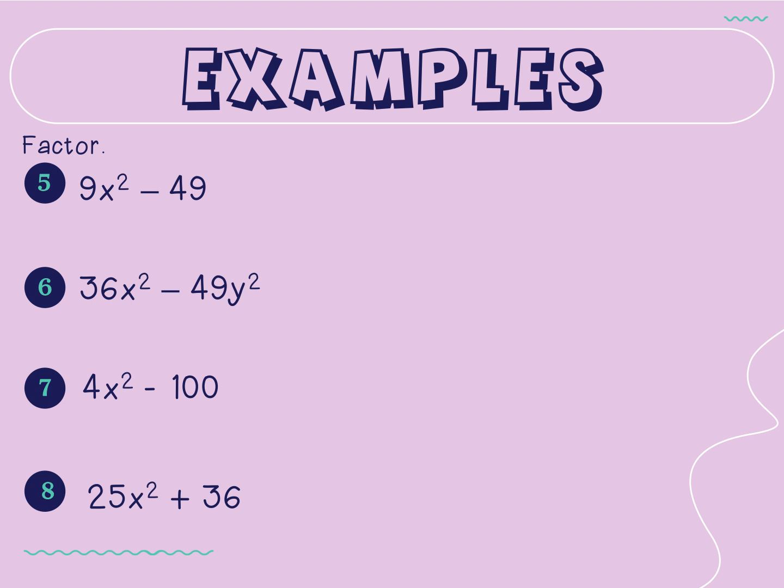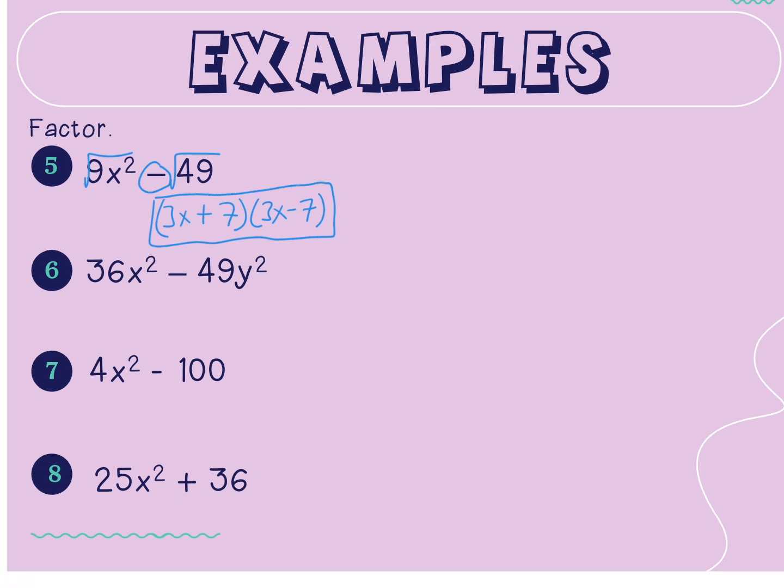I have a 9x squared minus 49. Square root the first, square root the second. This is going to get me a 3x and a 7. There is a minus in between, so this is a difference of squares. One has a plus. Write them again, but this time with a minus. And then that's your final answer.